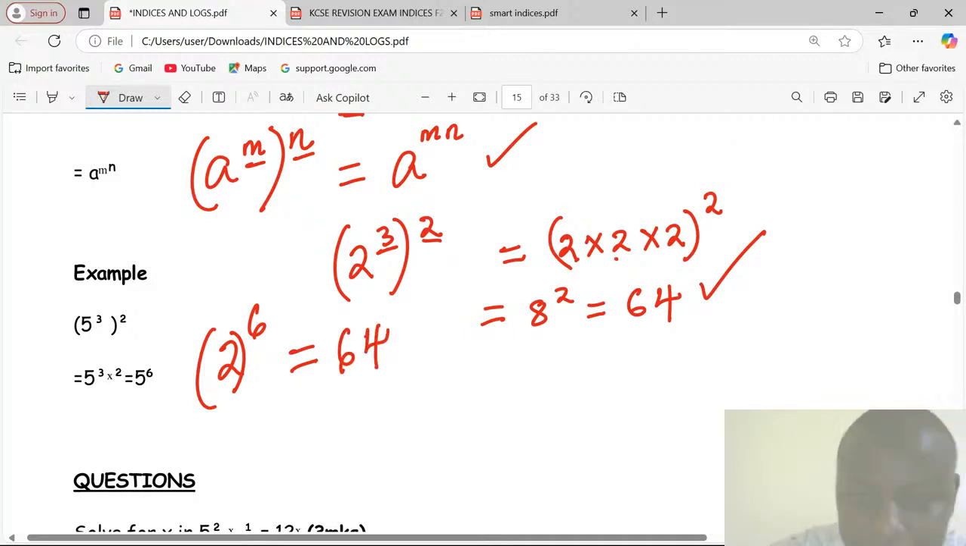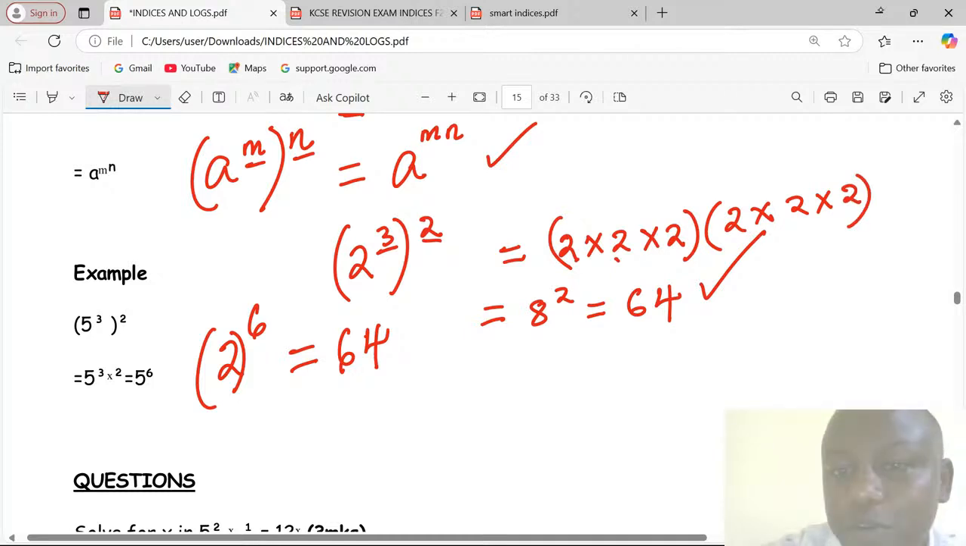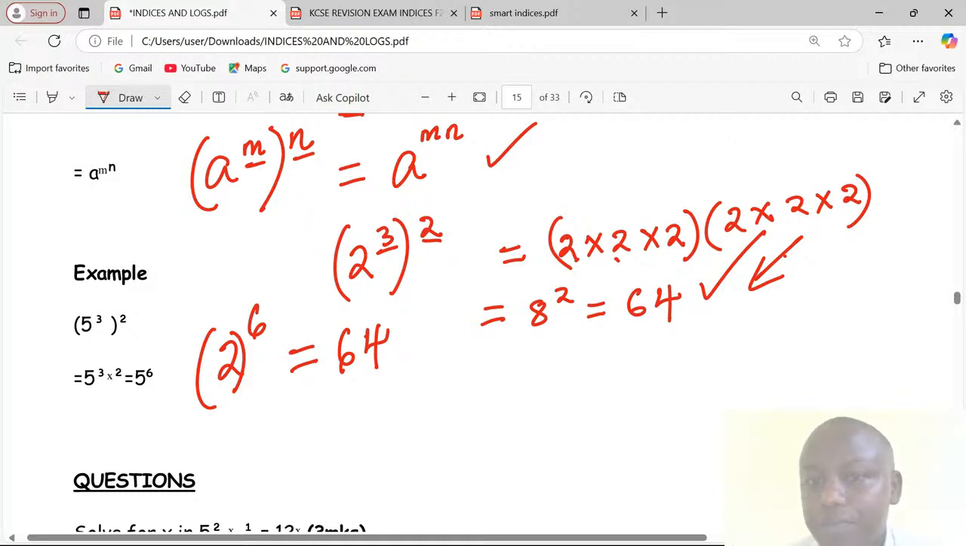Actually, this can be demonstrated at this point. When we have 2 power 3, that is 2 times 2 times 2, and then we are squaring, it means to square, we have to multiply the same thing by itself. This way, 2 times 2 times 2 times 2 times 2 times 2. At the end of the day, we will find ourselves at 64, which is equivalent to 2 power 6.